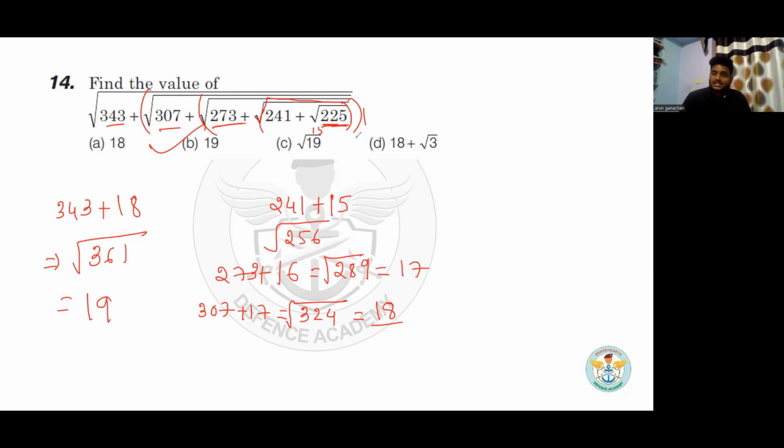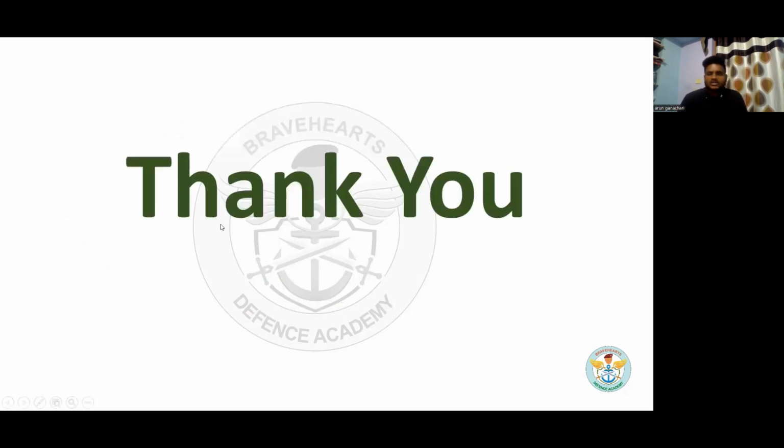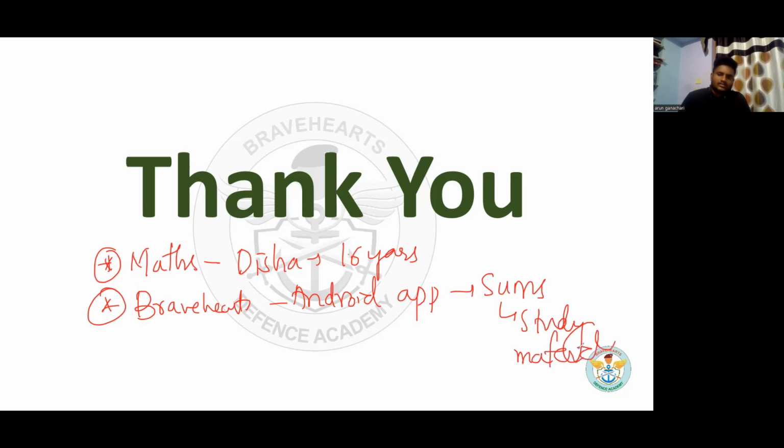Okay. So this is another type of example which they are regularly asking. So this completes all the types of examples from the square root and cube root chapter. Try to practice. Practice from where I have given you the source also. The best source for defense exams, especially the mathematics part, is Disha Publications, 16-year past question papers. And I have given you sums in our Brave Hearts Defense Academy Android app also. Download the app, you'll get the sums in the study material section. Try to solve it.